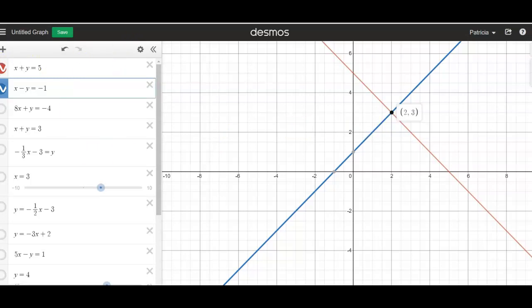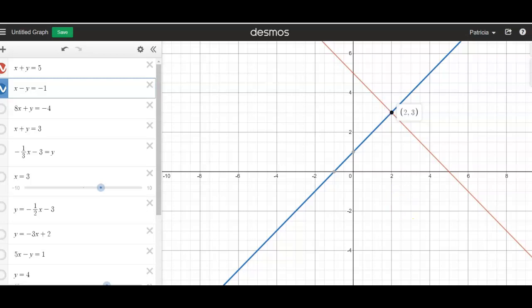That's not always that easy. We don't always get nice round integers. We don't always have the technology available. Plus, further on in math, you'll need to know some other algebraic methods. But this is the graphical method of solving a system of equations.